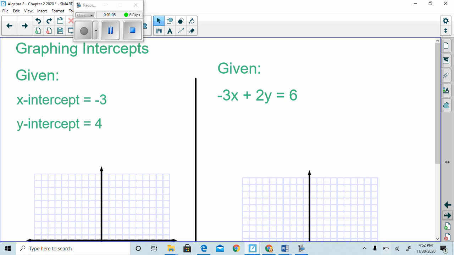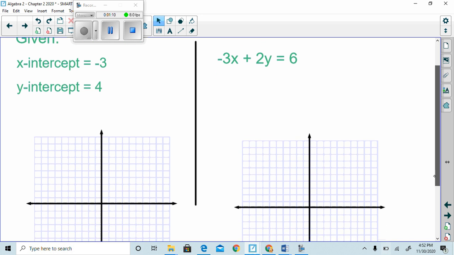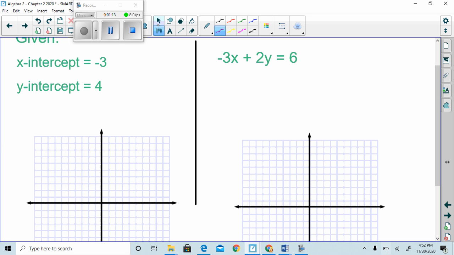Starting off with the intercepts, we might encounter some problems as easy as, here are the intercepts, graph the points. So just to refresh your memory, let's do a couple. -3 is the x-intercept, a point on the x-axis. The y-intercept is 4, a point on the y-axis. All you need is 2 points to graph a line, and there it is. So we always started off with those easy ones, and then it just got a little bit more involved.